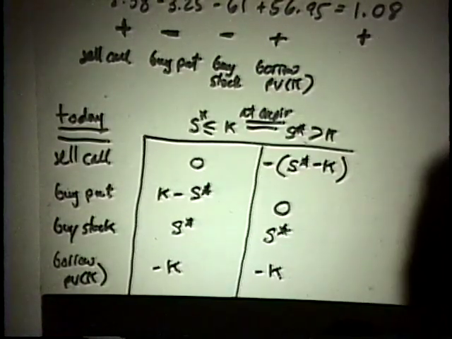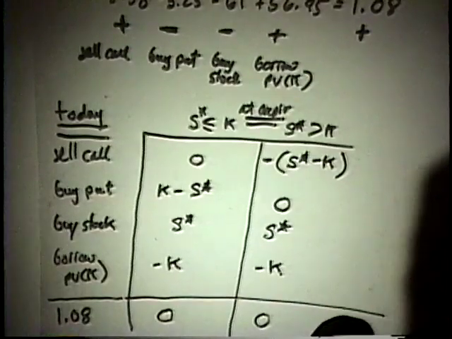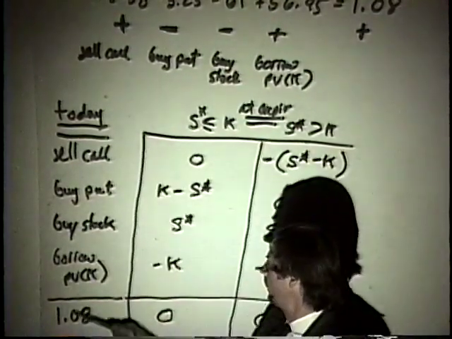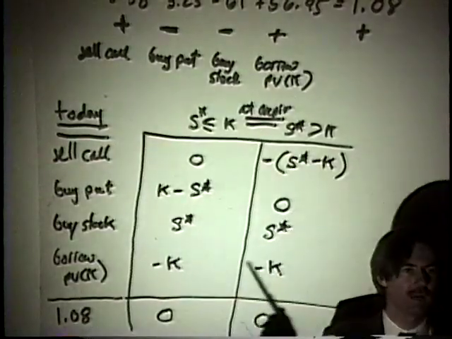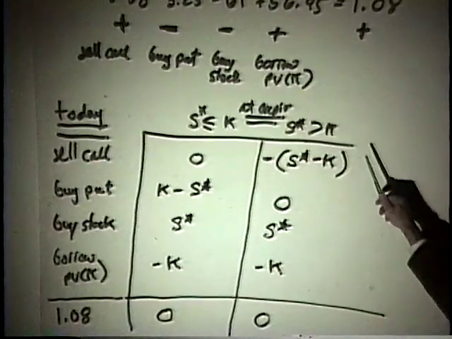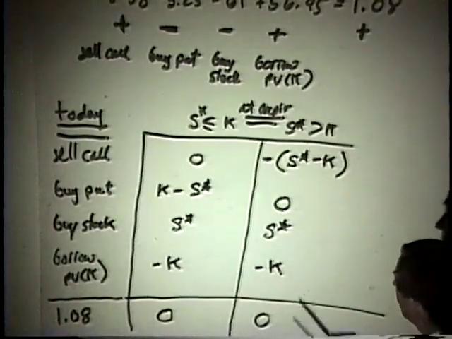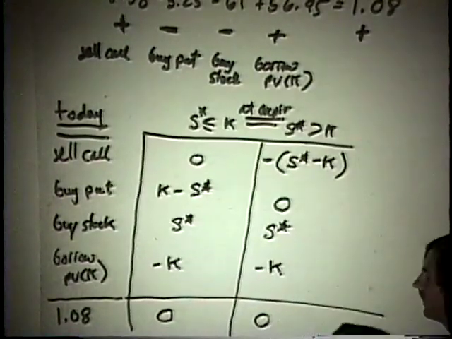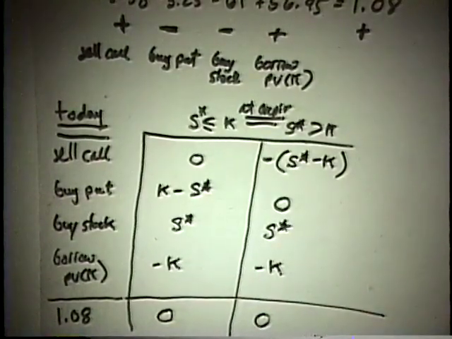And now we just add up all of the payoffs. This column is today, and we know the payoff is $1.08. We've already established that. But what we haven't established is what happens at expiration. Notice that when you add all this up, you get 0. So we get $1.08 today, and there's no liability in the future. There's no future cost to this strategy.